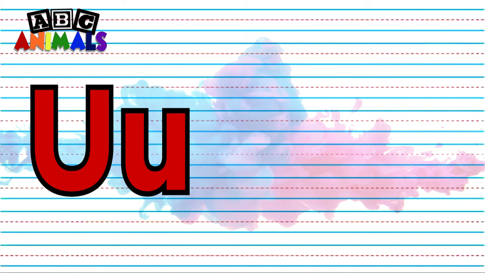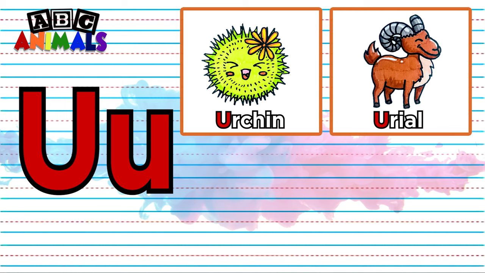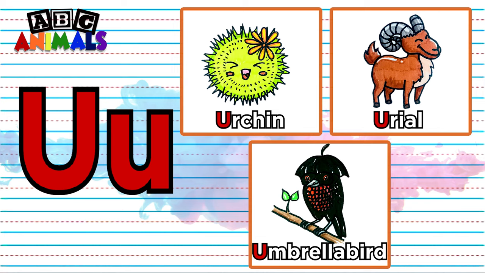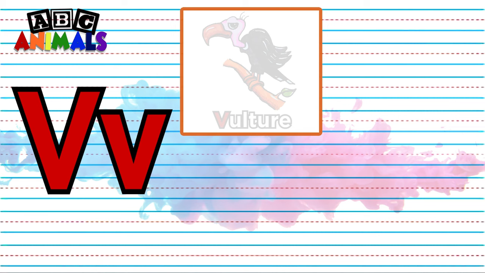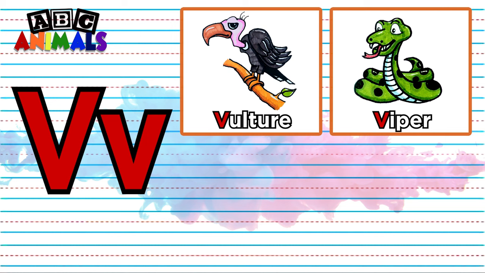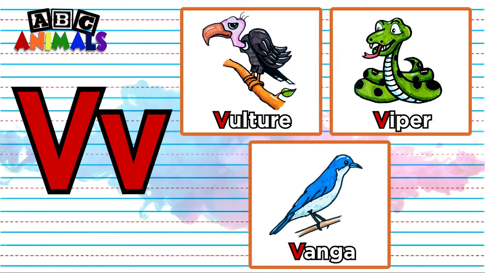U is for urchin, umbrella bird. U. V. V is for vulture, viper. V.